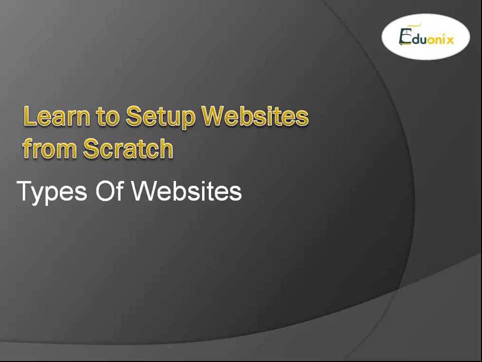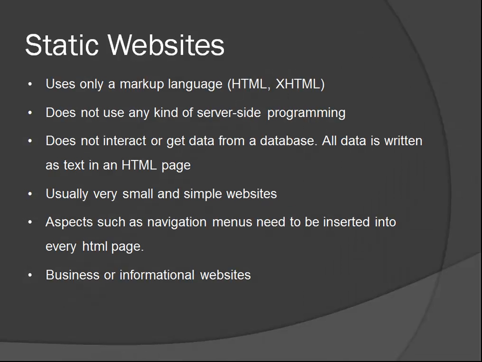Alright, so now that we know the different components of a website, I want to go over the different types of websites that are out there. The simplest type of website is a static HTML website, and it's basically just HTML. There's no server-side programming. It doesn't interact with or get data from a database. All the data that you see on the screen is just written in the HTML file as text and, of course, HTML tags.